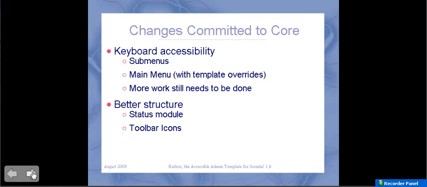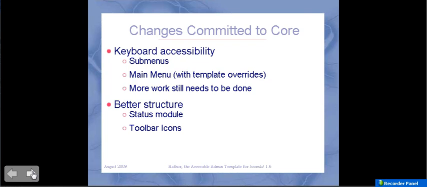So there are changes that have already been committed into core. The keyboard accessibility in some areas has been done. The nice thing about things that are committed into core already is that these will be available to everybody even if they're not using the template. One of the things with keyboard accessibility is that you need to be able to get focus on an object to use the keyboard. In order to do that, you basically need to have an A tag with an href, or you need to have a form control.